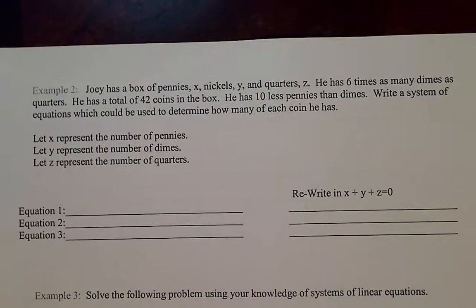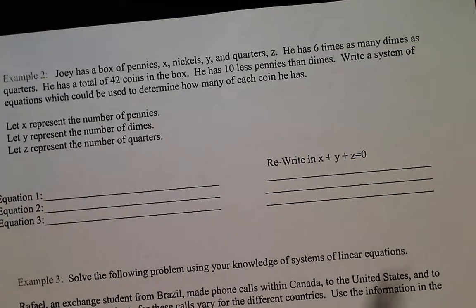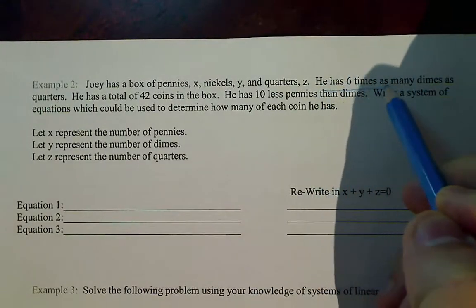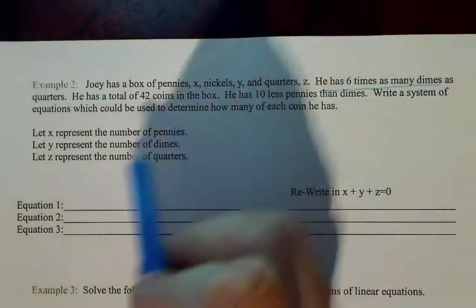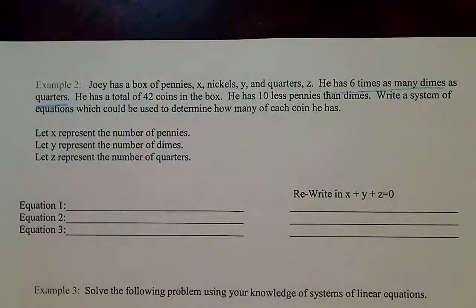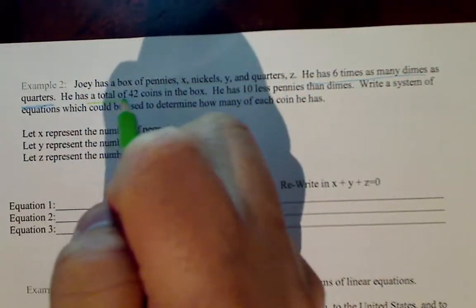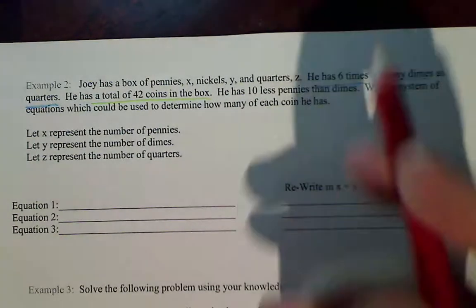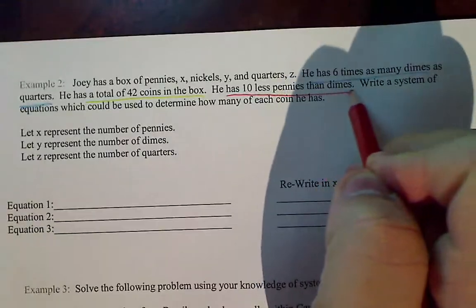Okay, so here's what I'm going to do with this. I'm going to separate this into my different parts. One of the parts I know is going to be the fact that he has 6 times as many dimes as quarters. So that'll be one of my equations already. The next thing I also know is that there's a total of 42 coins in the box. And then the last thing I know is that he has 10 less pennies than dimes.